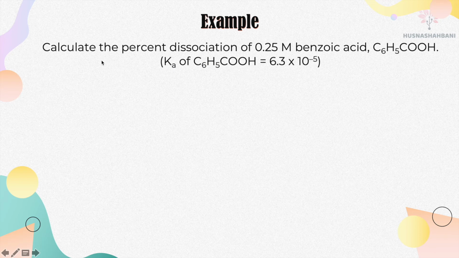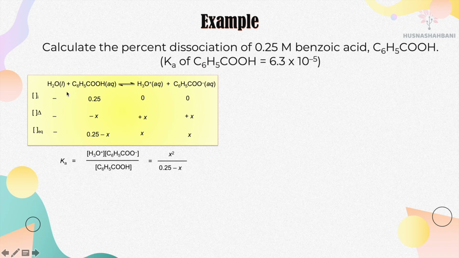Next, calculate the percent dissociation of 0.5 molar benzoic acid given the value of Ka, 6.3 times 10 to the power of negative 5. First, benzoic acid is a weak acid. A weak acid dissociates very slightly in water, so it will not produce a large amount of product. It will produce only a very small amount of product because benzoic acid is a weak acid.